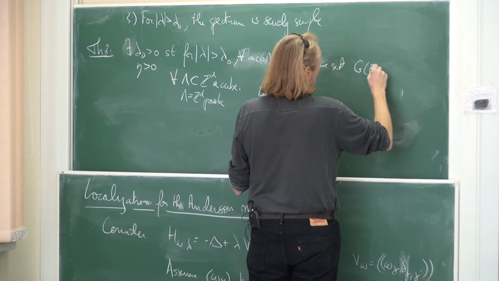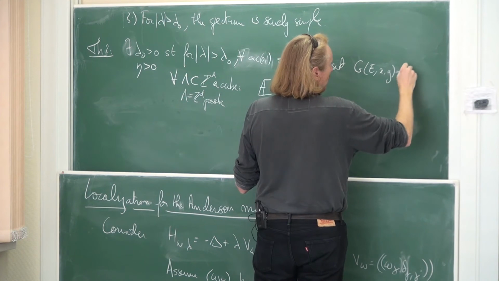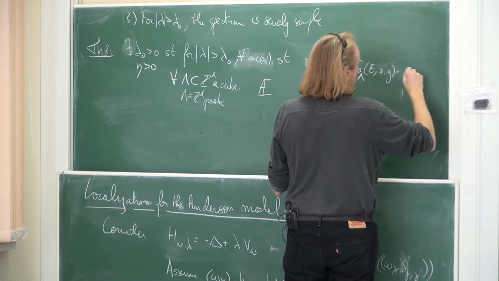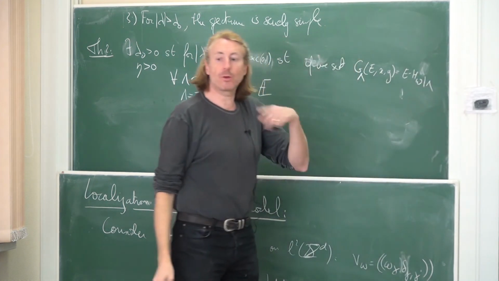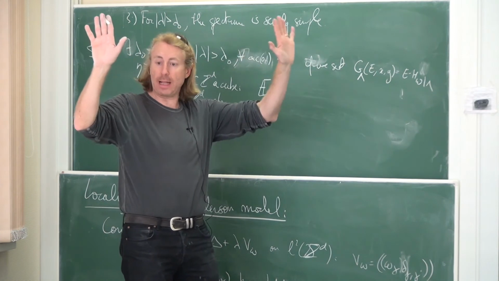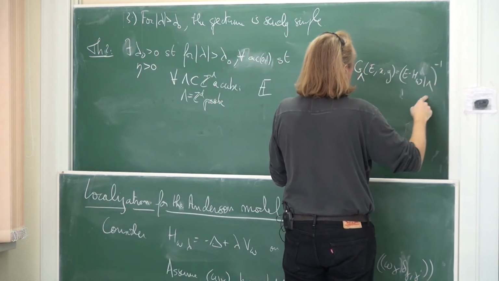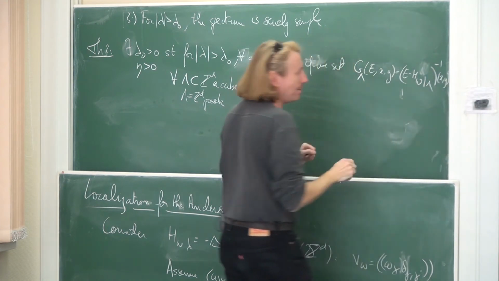G_Λ(E; x, y) to be (E minus H_{ω,Λ})^{-1}. So I take G_Λ, E minus H_ω restricted to Λ, for example, with the boundary conditions that I've used up to now, just projecting on Λ on both sides. Inverse, and take the kernel at (x, y).